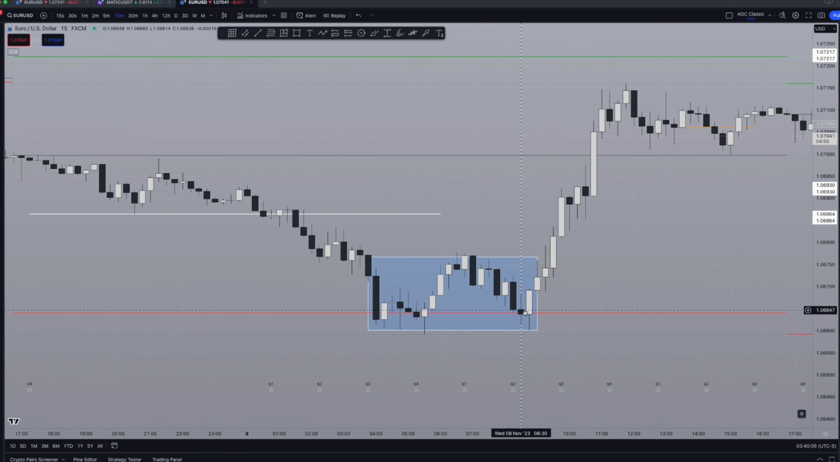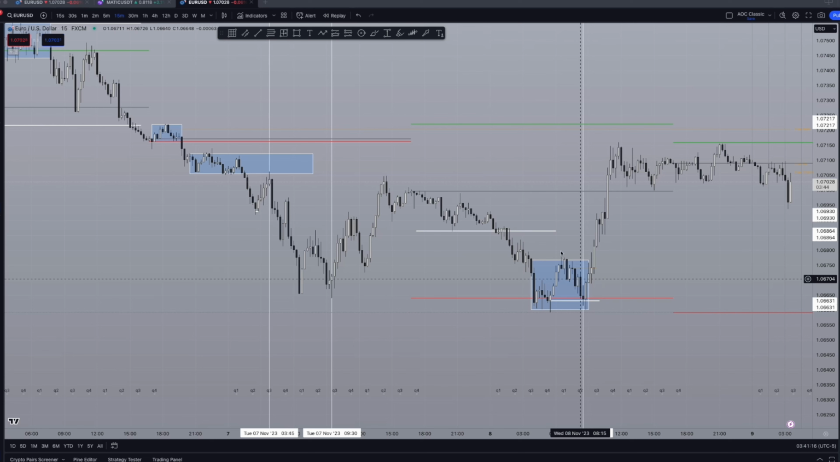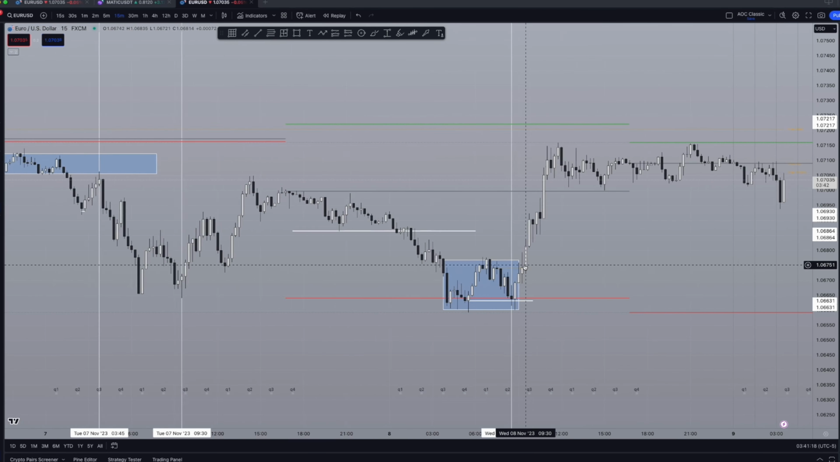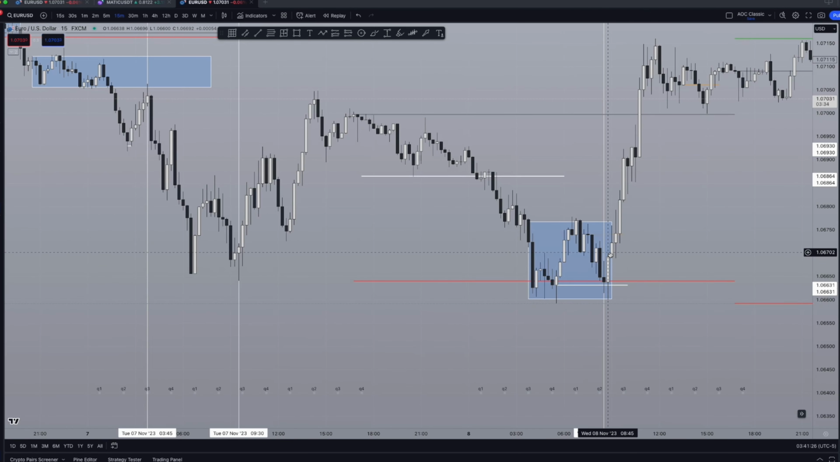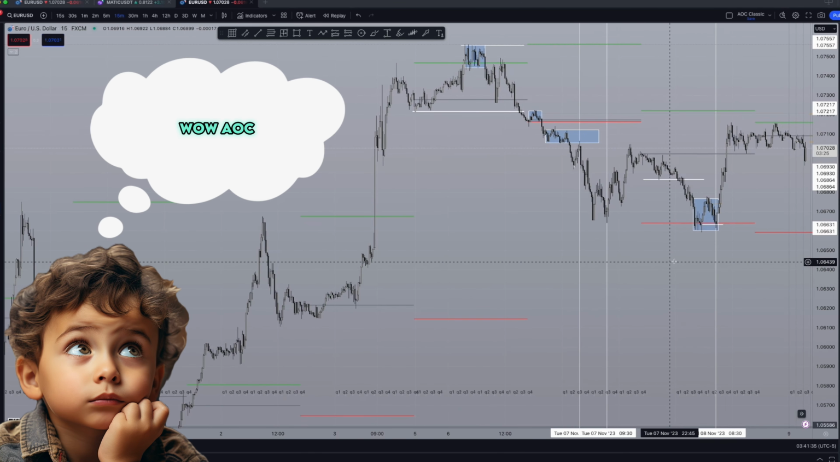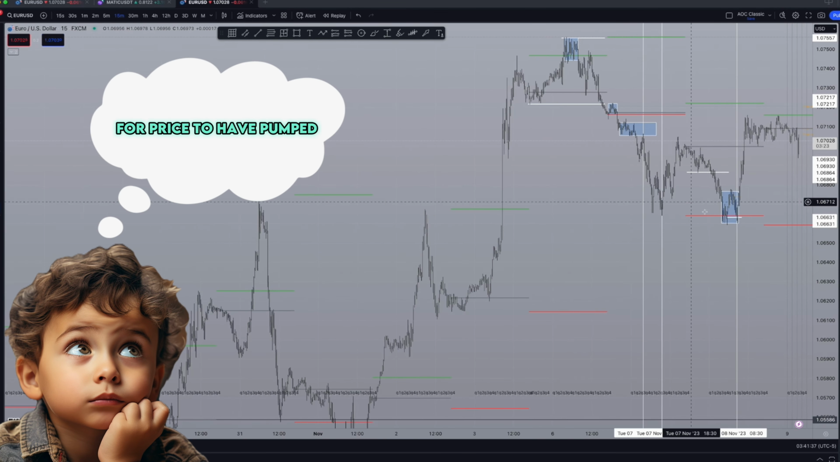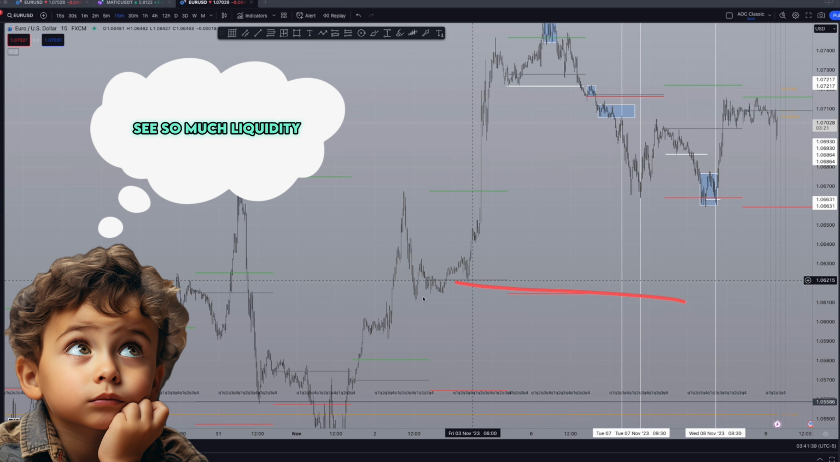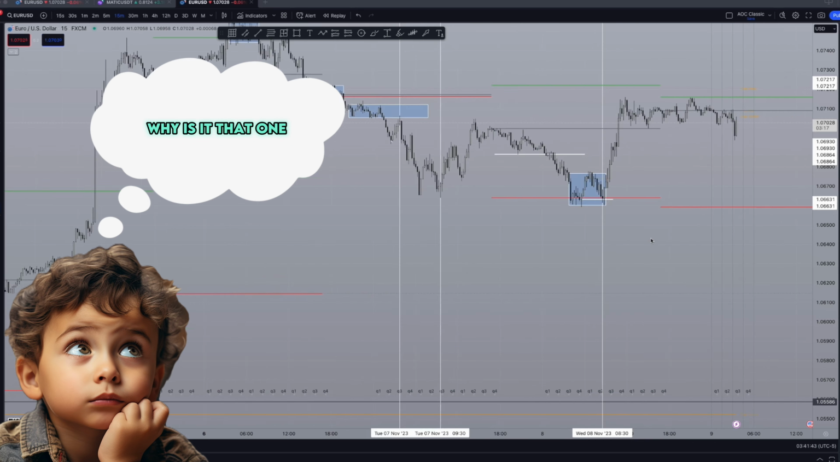And I actually saw the bottom coming because of one thing. So first things first, let's look at the levels. Let's take a look at this example here. You can see that price has swept liquidity here. It swept the 15-minute candle bodies over here, and then it pumped. But the first thing you might be wondering is, wow, why is that such a random level for price to have pumped? Like, you can see so much liquidity here. You have fair value gaps, and so on. Why is it that one?